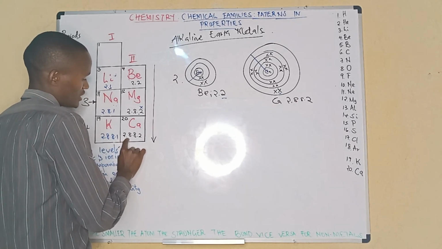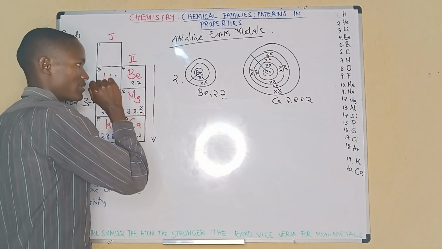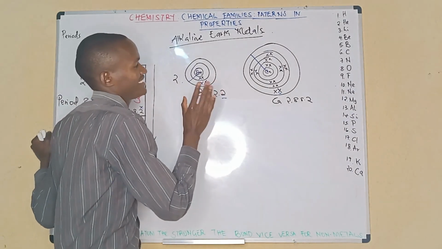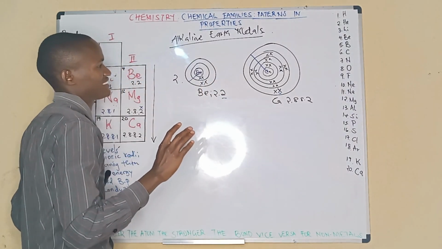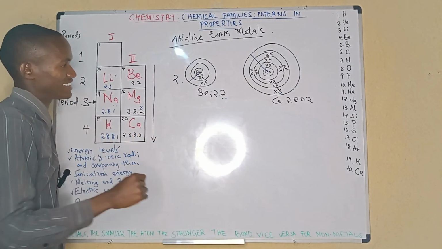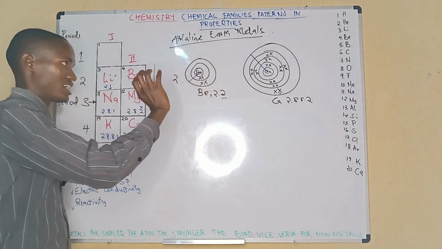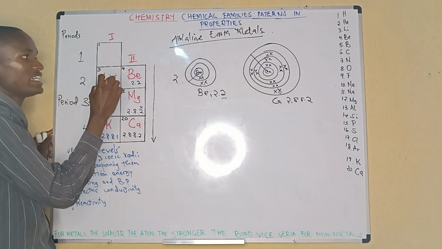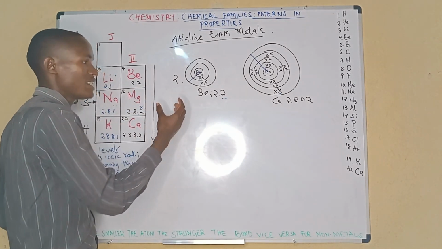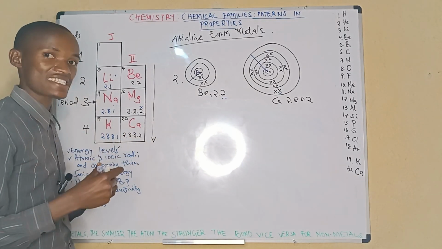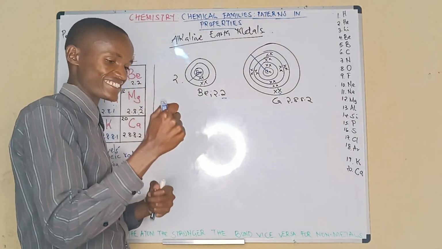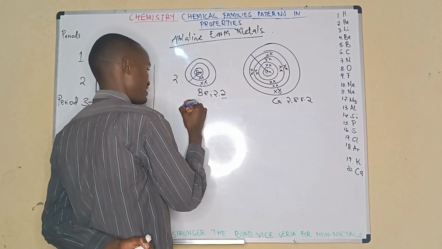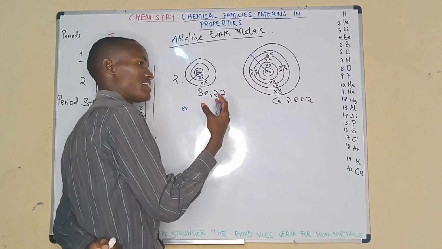We compare that of calcium and beryllium. The same point we said at first is still to be followed, that beryllium has a small atom. The same case was applying to lithium, a small atom, and therefore the electrons of beryllium experience a higher nuclear attraction.